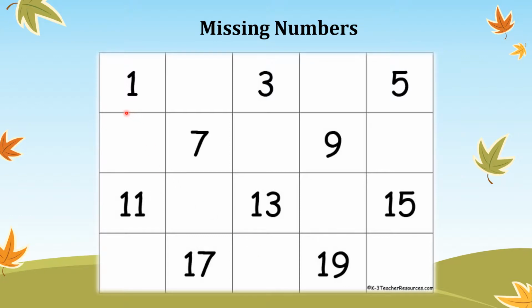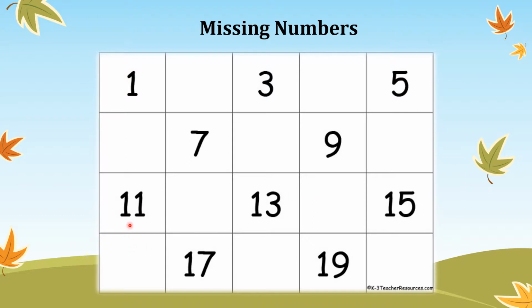ओके, विल स्टार्ट फ्रॉम 1. हम 1 से स्टार्ट करते हैं. 1, देन इट इज ब्लैंक. 1 के बाद क्या आता है, दो मिसिंग नंबर है. 2, देन 3, मिसिंग नंबर इज 4, देन 5, मिसिंग नंबर इज 6, 7, मिसिंग नंबर इज 8, 9, missing number is 10.